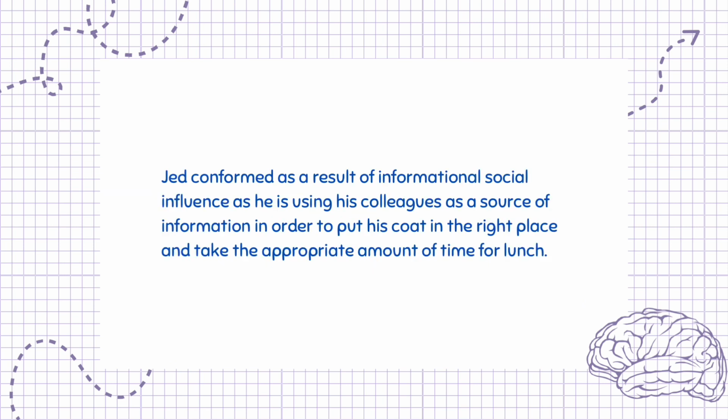Jed conformed as a result of informational social influence, as he is using his colleagues as a source of information in order to put his coat in the right place and take the appropriate amount of time for lunch.